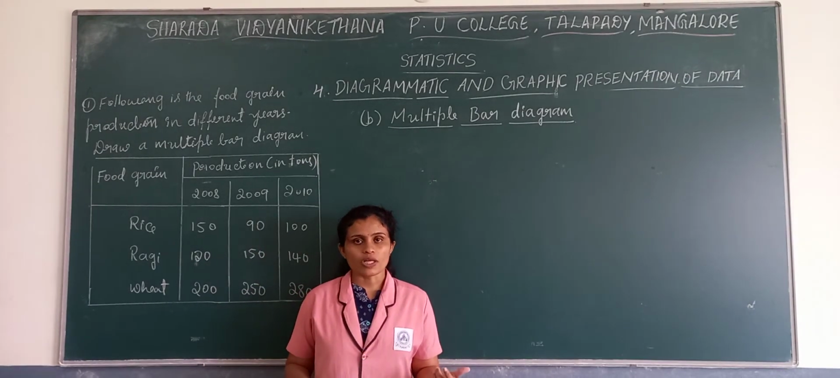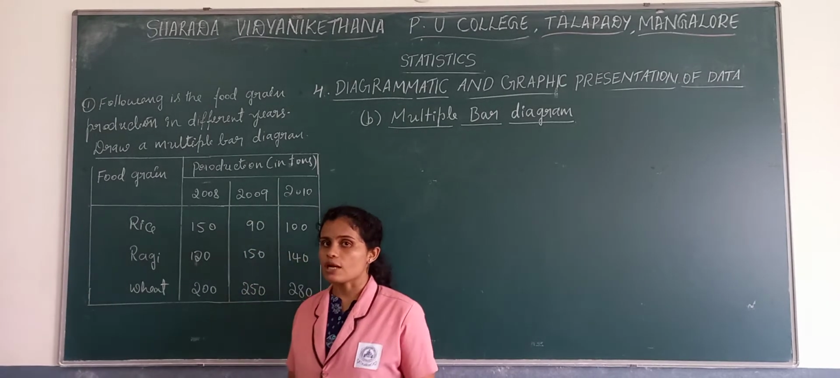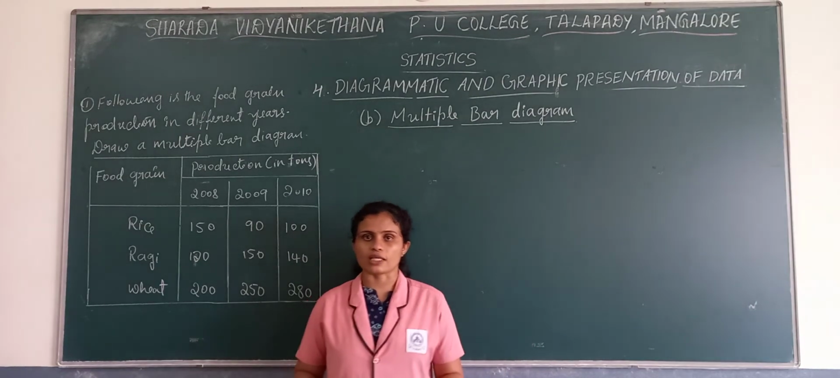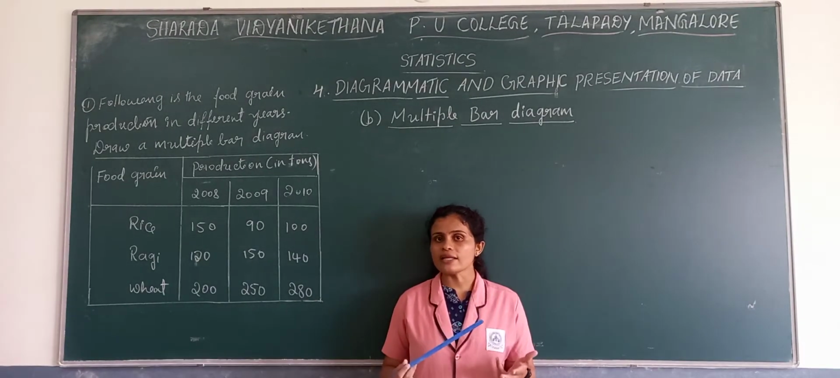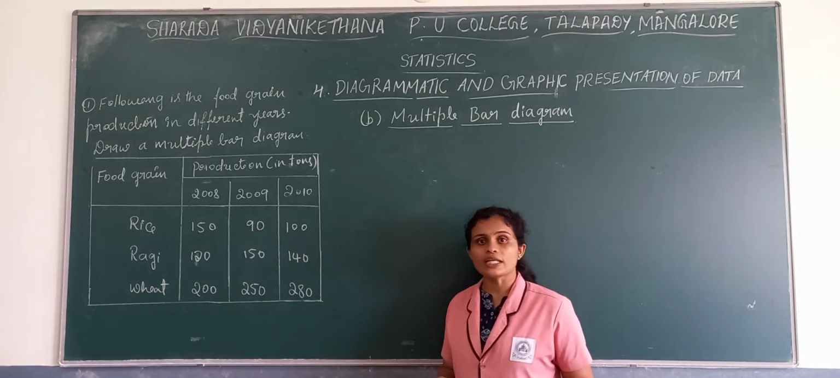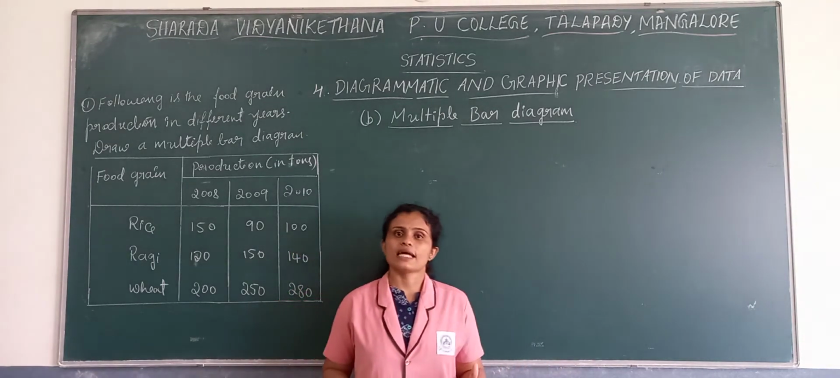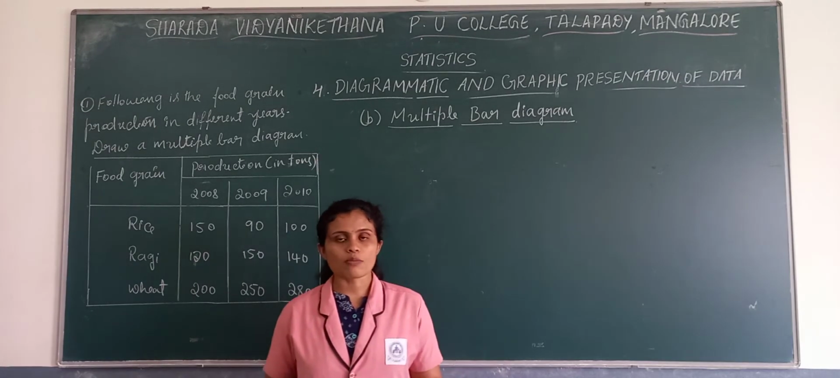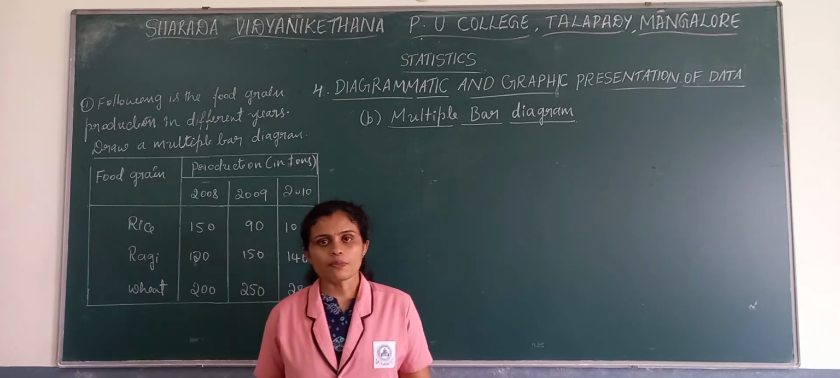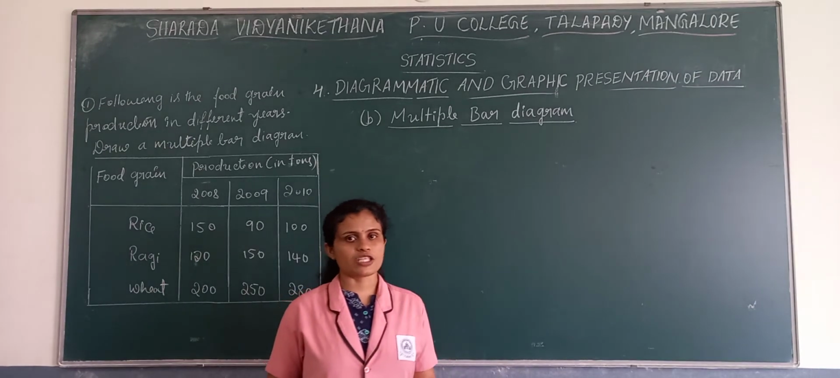There comes one-dimensional diagram, two-dimensional diagram, three-dimensional diagrams, and pictograms and cartograms. But according to your syllabus, we are going to study only two diagrams, that is one-dimensional diagrams and two-dimensional diagrams. Then we have seen which are the different kinds of one-dimensional diagram. One-dimensional diagram means where we consider only one dimension, that is nothing but length. And these are the types: simple bar diagram, multiple bar diagram, subdivided or component bar diagram, and last one percentage bar diagram.